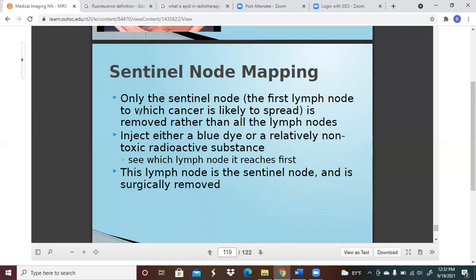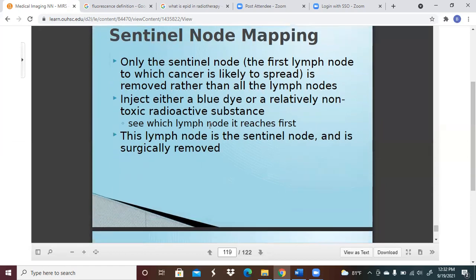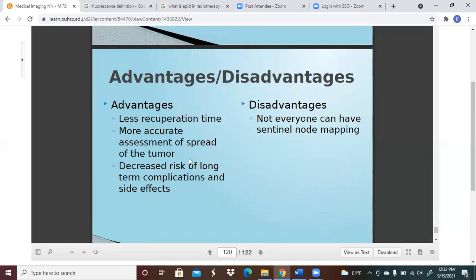Sentinel node mapping. So only the sentinel node, the first lymph node to which cancer is likely to spread, given the disease and where it's positioned, is removed rather than all of the lymph nodes. In other words, it's kind of like the link in a chain. If you take out one of them, then maybe you can spare the rest. So you inject either a blue dye or a relatively non-toxic radioactive substance and see which lymph node it reaches first. And that lymph node is the sentinel node and is surgically removed.